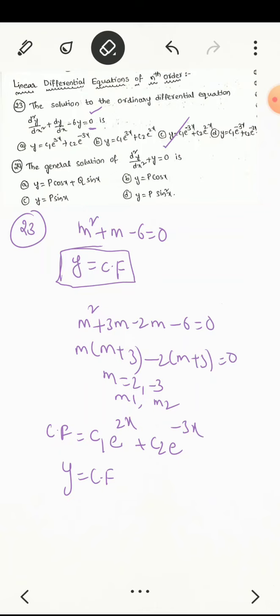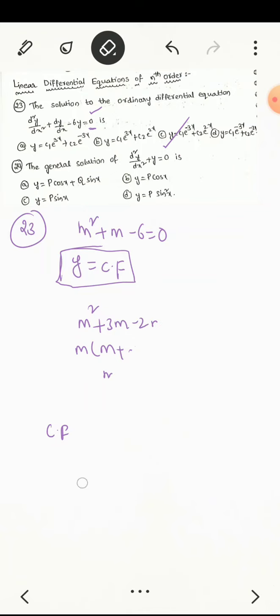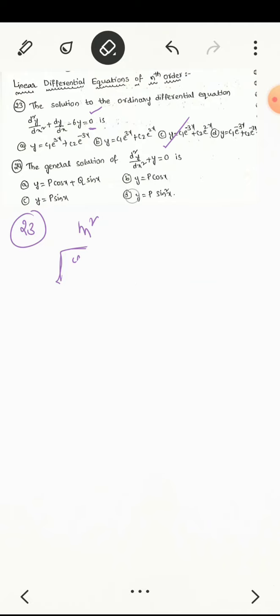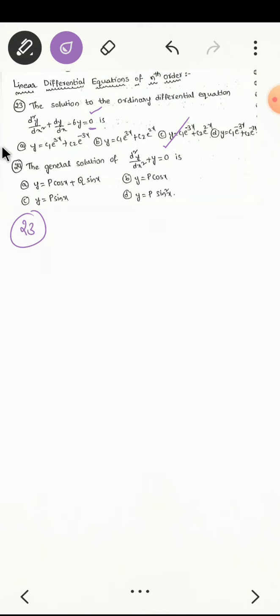Let us solve problem number 24. This is also quite a similar problem. What they are saying, d square y, that means d square y means what you will write? Problem number 24, d square y means m square plus y is 1. Here also y means 1 only, y is equal to 1. So m square is equal to minus 1, m is equal to root over minus 1, that is m is equal to plus or minus i.